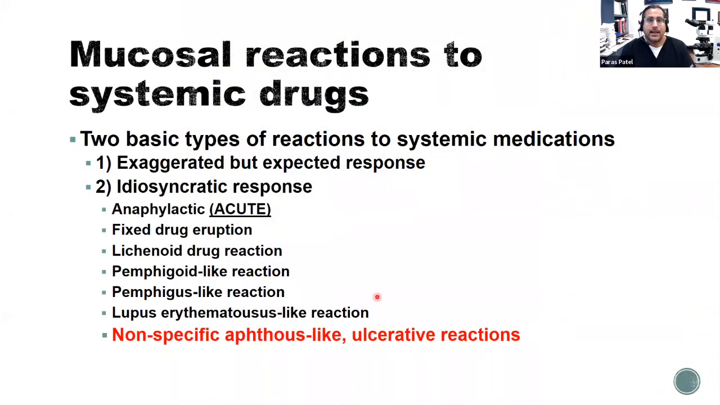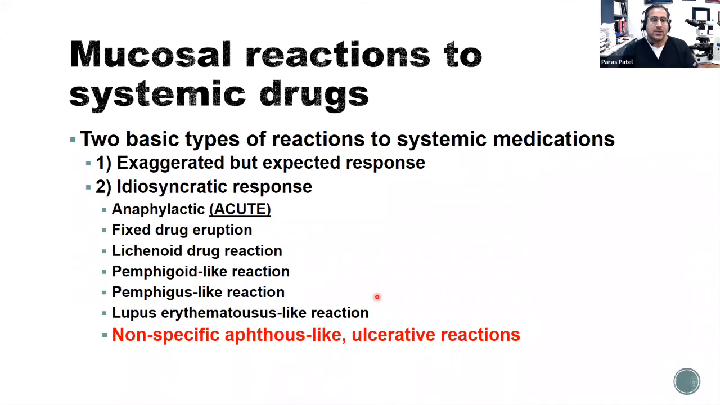All right, that last category that can result in ulcerations is going to be mucosal reactions to systemic drugs. There are two basic reactions to systemic drugs. One is the exaggerated but expected response, and the classic example is warfarin as an anticoagulant. As a result of that anticoagulation, patients have a tendency to bleed readily with minor trauma. And then there is the idiosyncratic response, which is not typical of the mechanism of that drug.